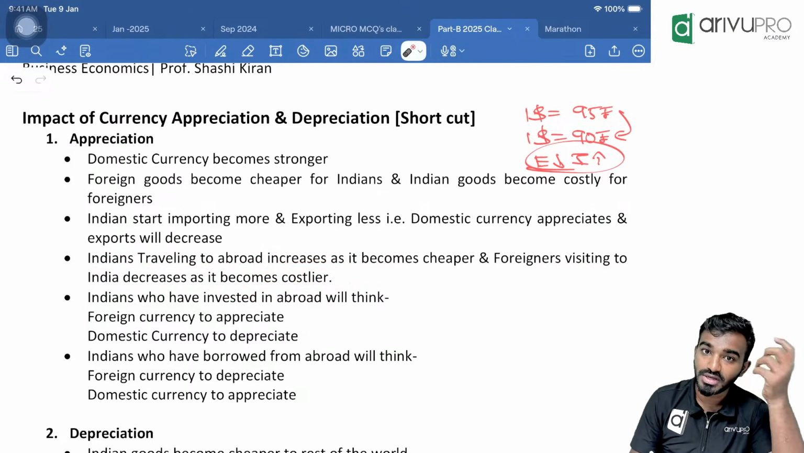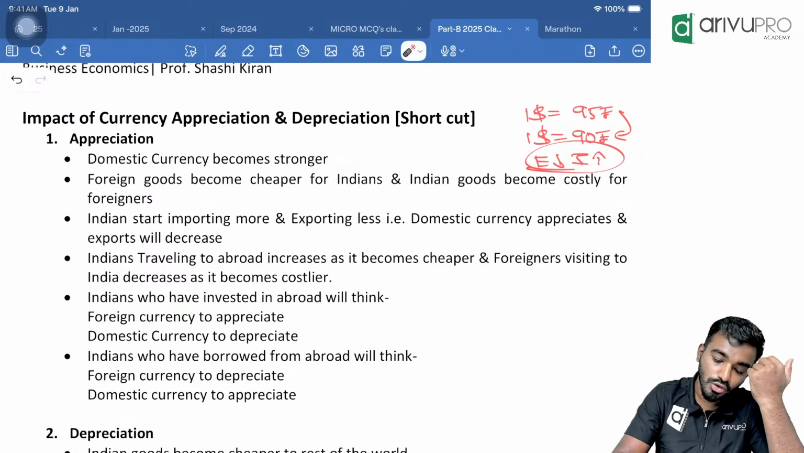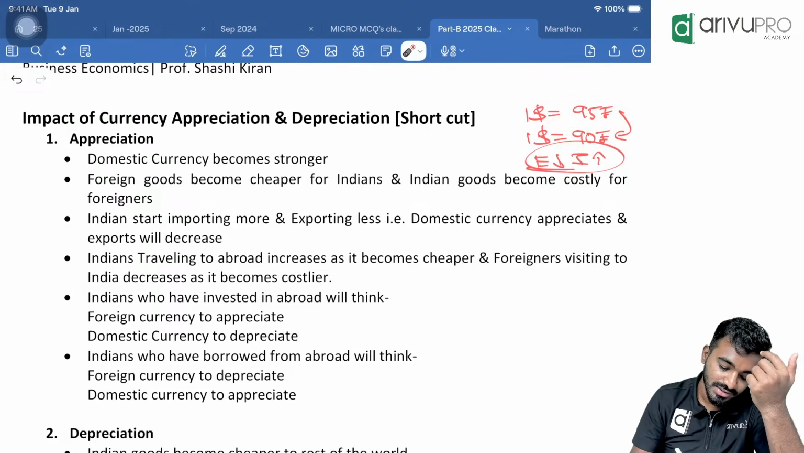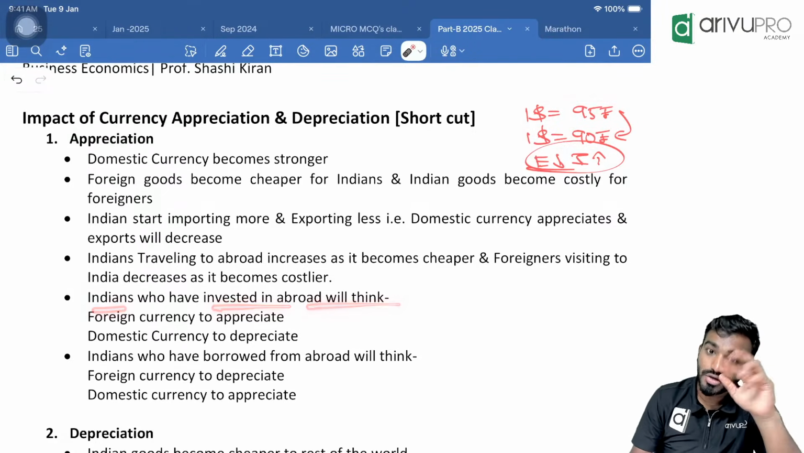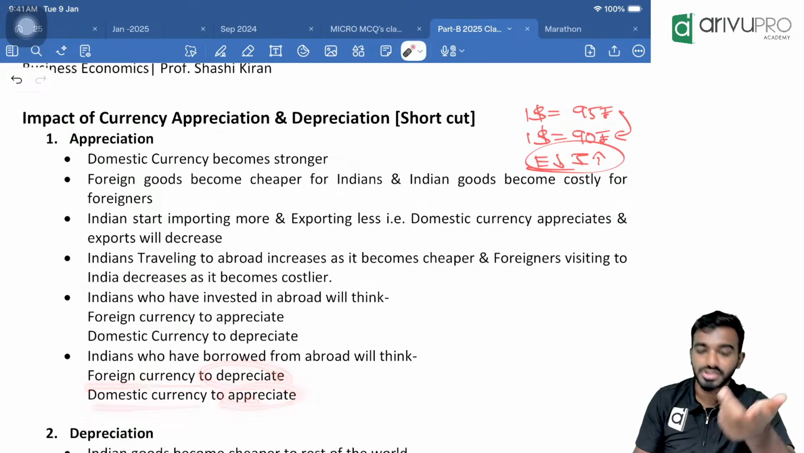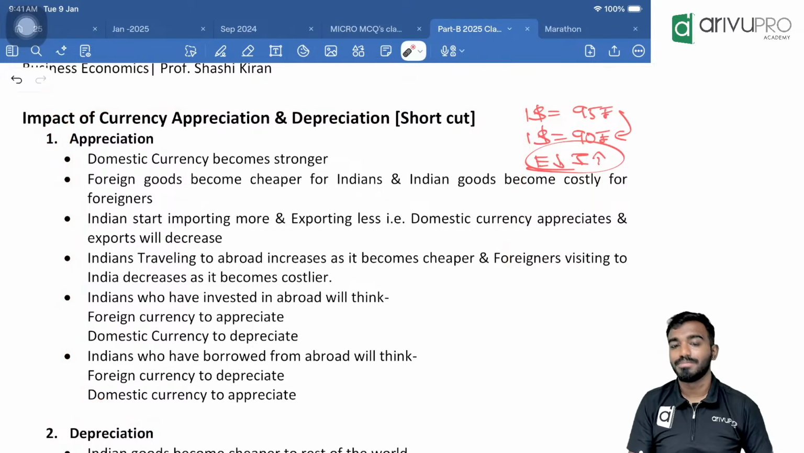An Indian who has borrowed money from abroad always wants the domestic rupee to appreciate. I borrowed when it was 95 rupees. At the time of repayment, I have to repay only 90 rupees. See, an Indian who has invested abroad will always want the Indian currency to depreciate and foreign currency to appreciate. But one who has borrowed from abroad wants domestic currency to appreciate, foreign currency to depreciate. So these are the shortcuts for Indian rupee appreciation.